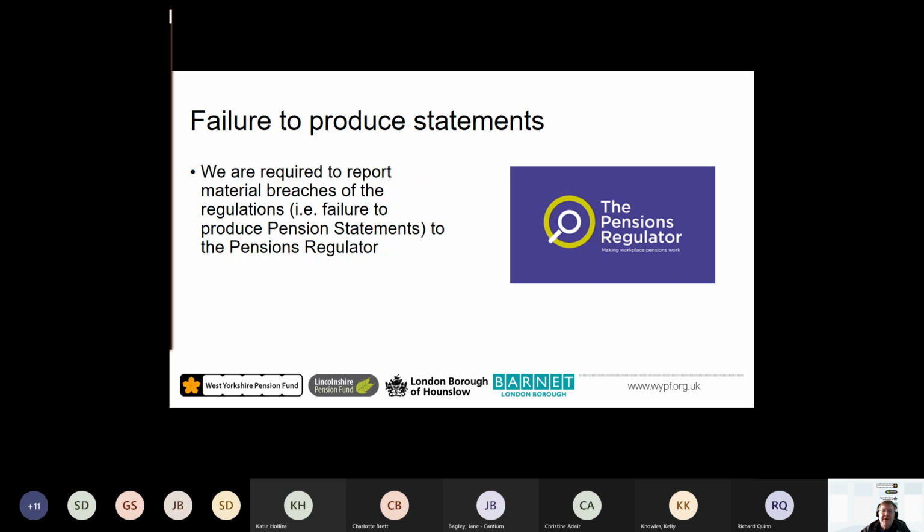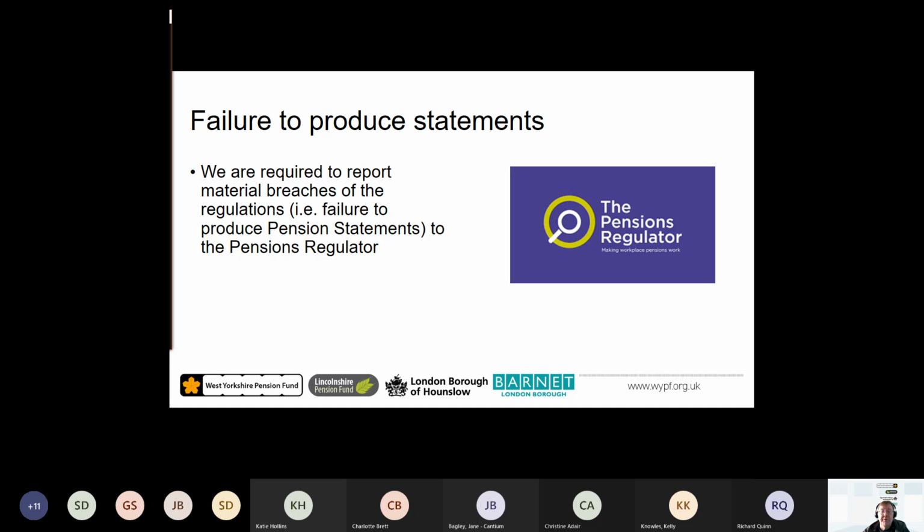It is a material breach, and we do have to decide what constitutes material. If you've got 500 members and only one of them hasn't received a pension statement, that's unlikely to be a material breach. If you have 500 members and only one of them has received a pension statement, that will be a material breach. And obviously, there's a middle ground where it's going to go from being a material to a non-material breach. But it does depend on how many members you've got.